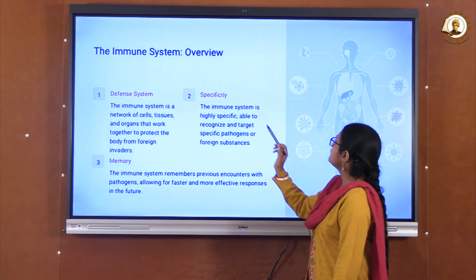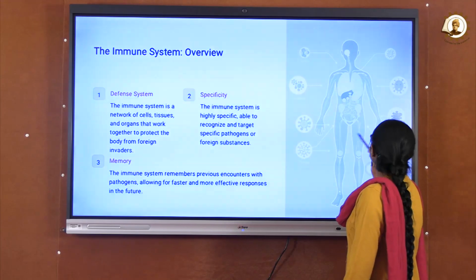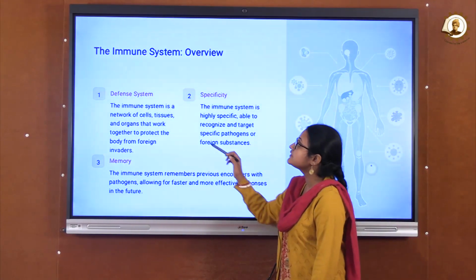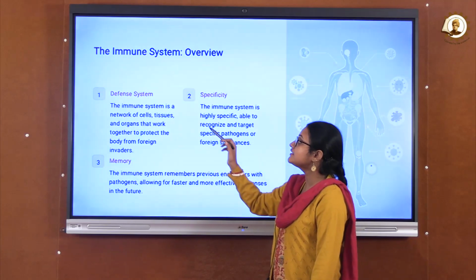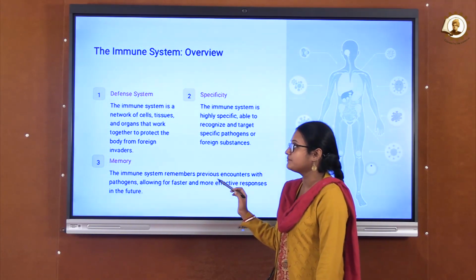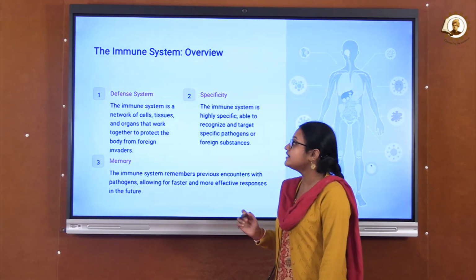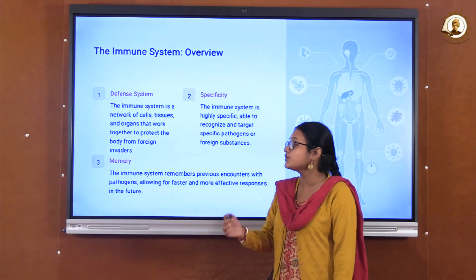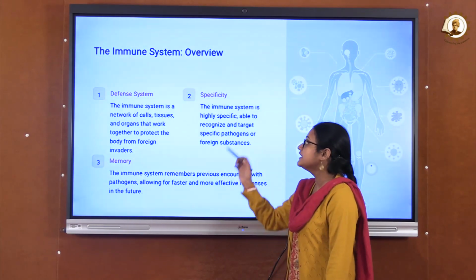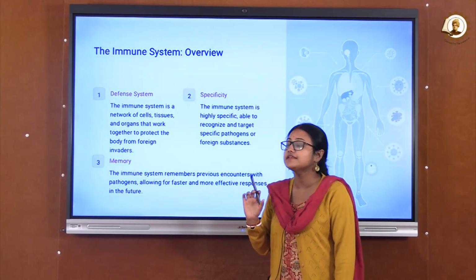So what is the immune system? These are different types of cells, lymphocytes, and also lymph nodes, the bone marrow, and the thymus. Overall, the immune system can be called a defense mechanism. The immune system is a network of cells, tissues and organs which work together to protect our body from foreign pathogens. The immune systems are highly specific.